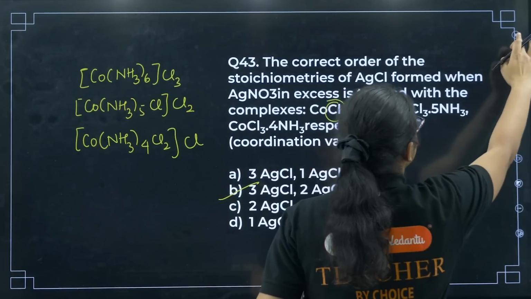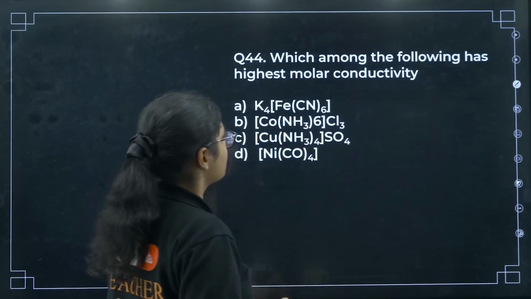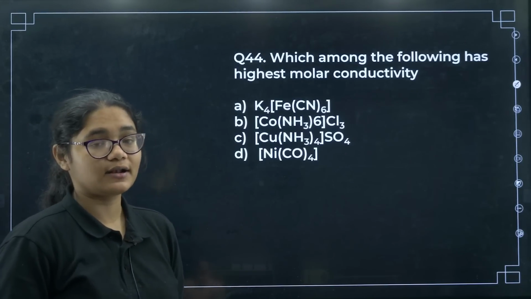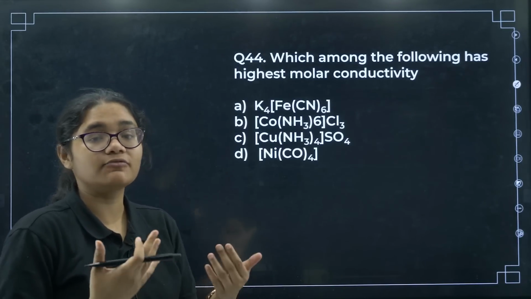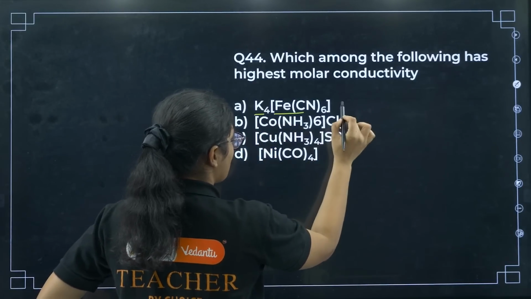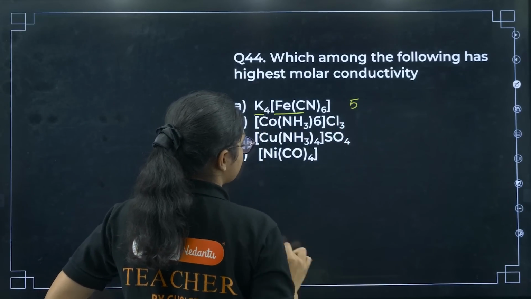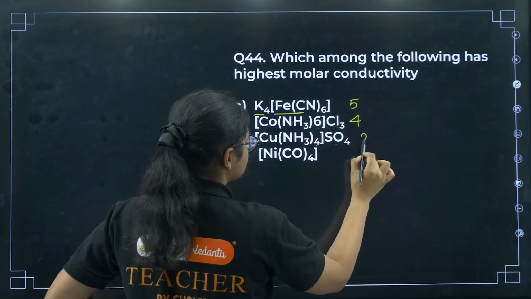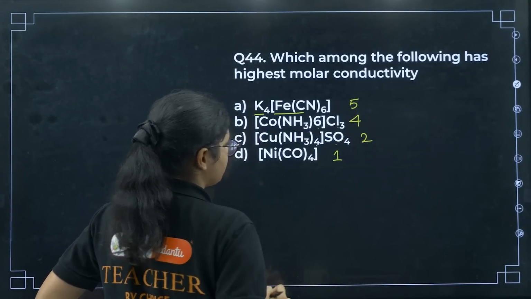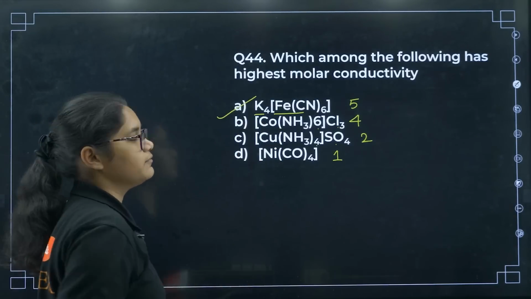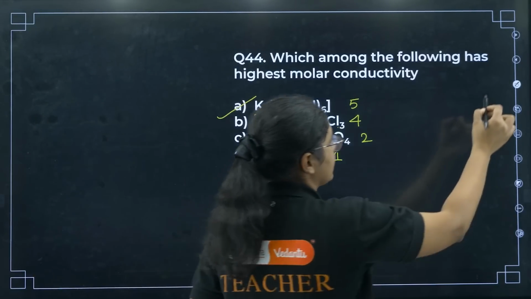Okay. Next, question number 44, which among the following has the highest molar conductivity? So the highest molar conductivity will depend on the number of ions that is produced. So here I have 4K and this one complex, so the number of ions produced here is 5. Here the number of ions produced is 4. Here the number of ions produced is 2, and here the number of ions produced is 1. So the highest molar conductivity will be with option number A.